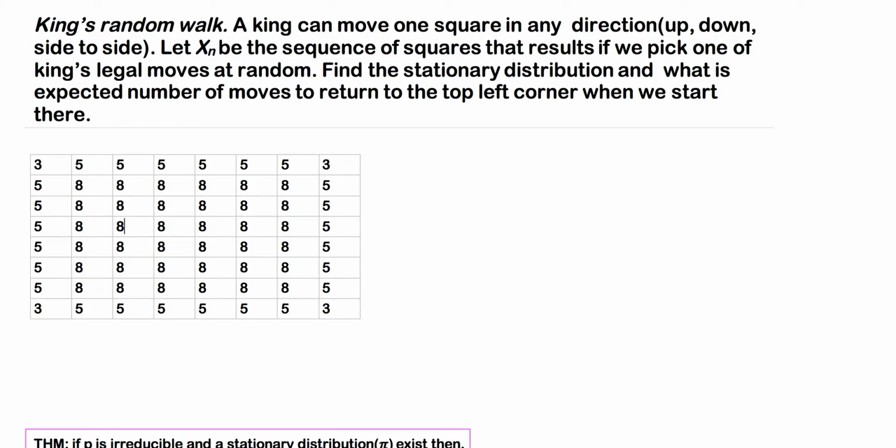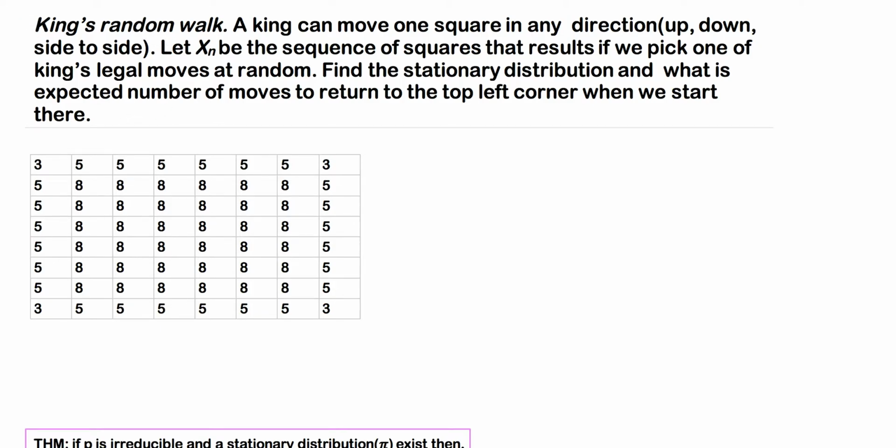So note that they ask us to find the stationary distribution. What that's going to be in a case like this is the number of moves from any certain position divided by the total number of moves possible in the entire board. So what I've done here is I've populated the number of moves per position, and we're just going to check and see if these are right.